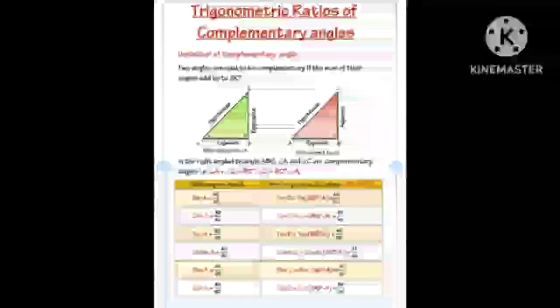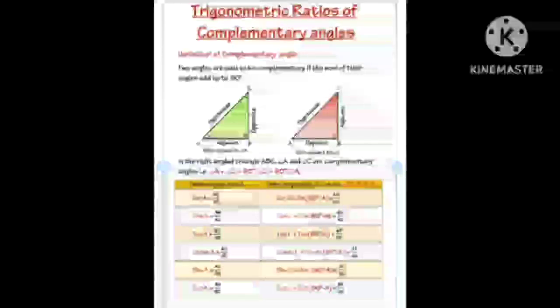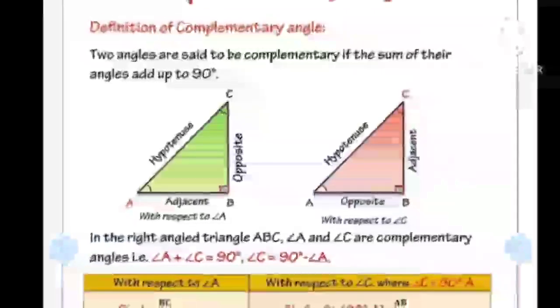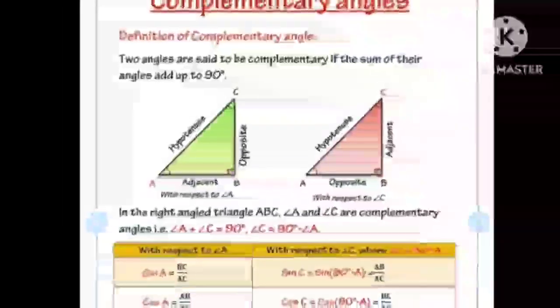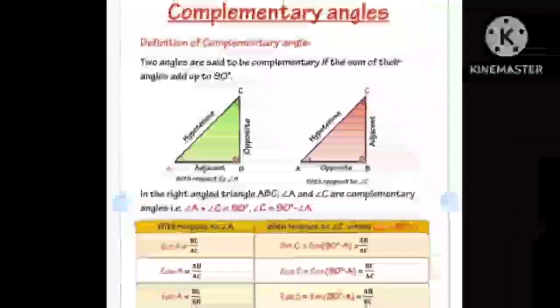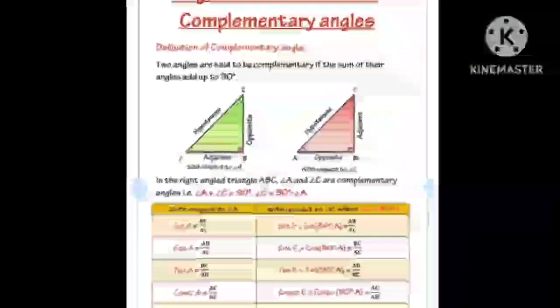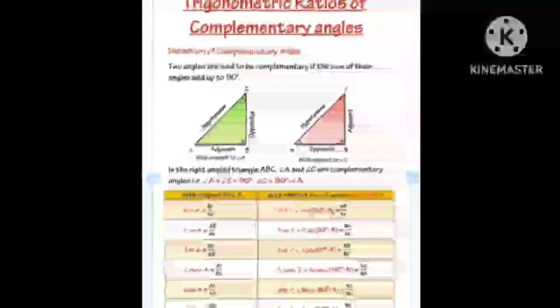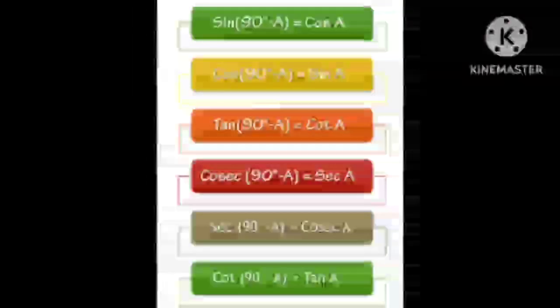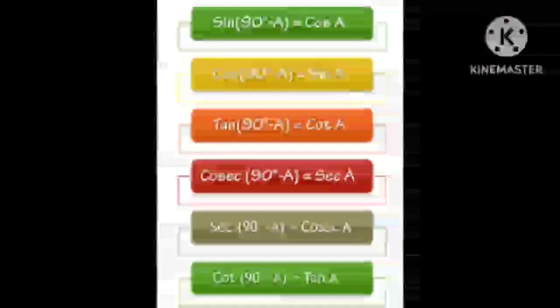Next, we will see trigonometric ratios of complementary angles. Recall that two angles are said to be complementary if their sum equals 90 degree. In triangle ABC, right angle at B, do you see any pair of complementary angles? In the right angle triangle ABC, angle C and angle A are complementary angles. That is, angle A plus angle C equals 90 degree.